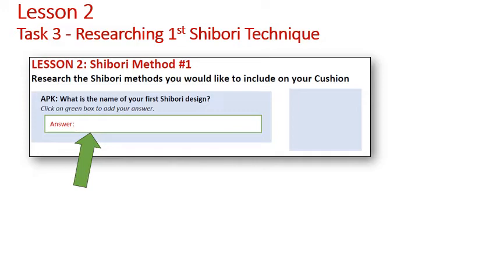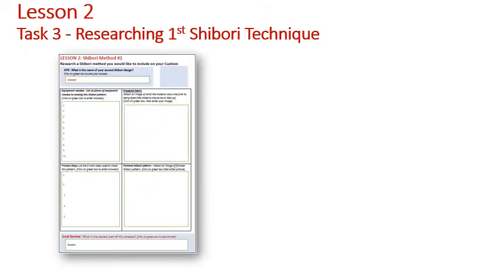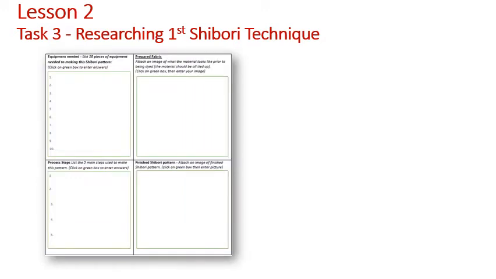When you watch your video, it will become evident what the name of the Shibori design is, and you need to enter it into this green box. Make sure you click on the green box so that you can enter the information. Looking at the worksheet again, we're going to now add the information that you gather from your YouTube clip.